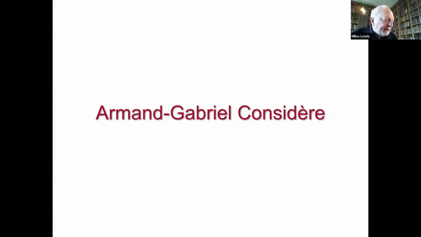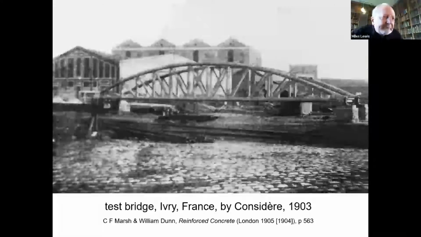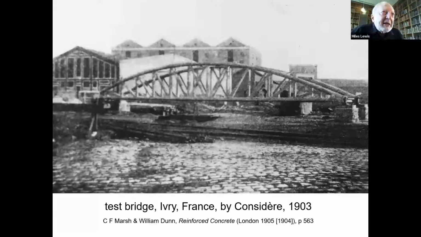Considère was essentially a roads and bridges engineer. In fact, he rose to become the chief engineer of the Department of Roads and Bridges in France, Ponts et Chaussées. And here he is testing a bridge. Now this is not strictly a bowstring form, it's a segmental Pratt truss, made of reinforced concrete, which is built just to test to destruction as a preliminary to designing a huge bridge on this form at Plougastel in Normandy. And I'll show you that in a moment.